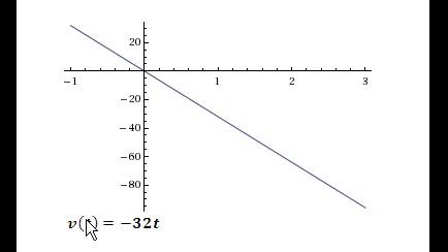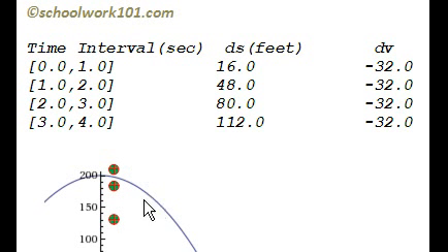But let's look at that chart I was talking about. First off, don't worry about what's going on here. We've got some time intervals, which is obviously in seconds, in increments of 1 second here. And this ds right here is the difference in feet. So the difference in feet between 0 and 1 second: the ball traveled, or whatever it was, I guess I'm looking at this as the ball, traveled 16 feet.